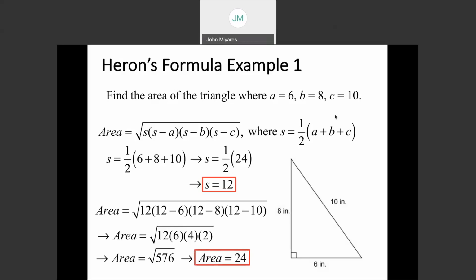Now, notice if you wanted to find the area of this triangle using the 1/2 base times height formula, we can still do that knowing that what we have here is a right triangle. We can use 6 as the base and 8 as the height. 6 times 8 is 48, half of that is 24. So you see, we can get the same answer.